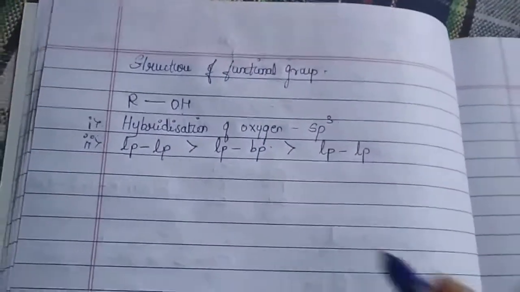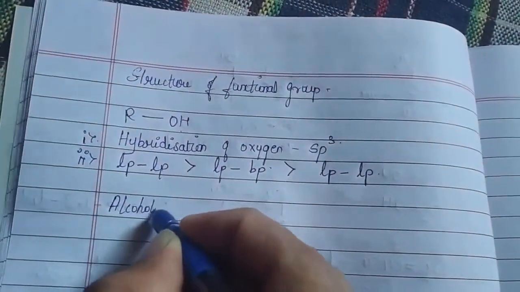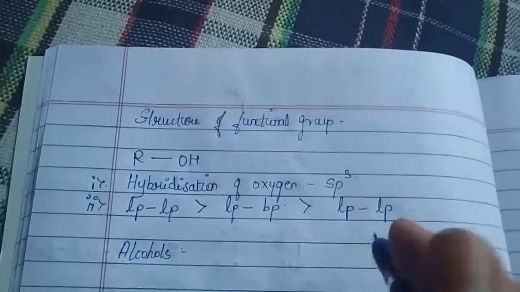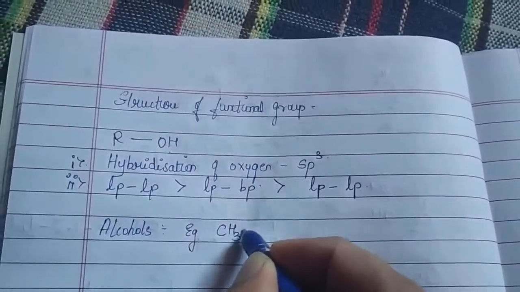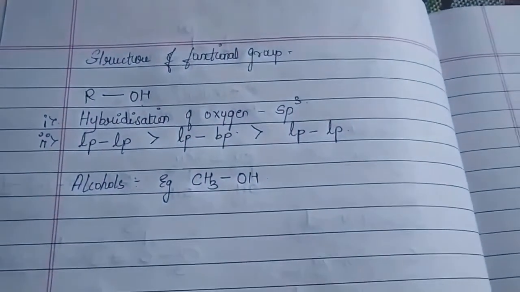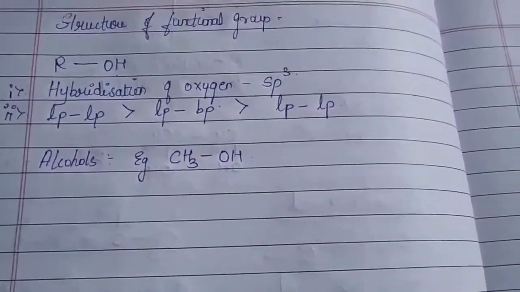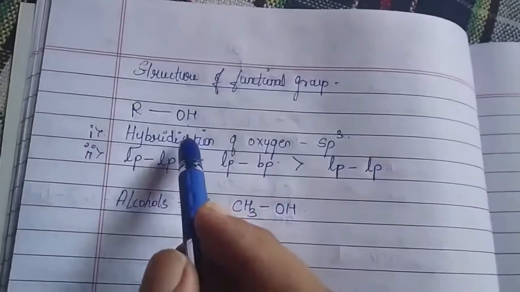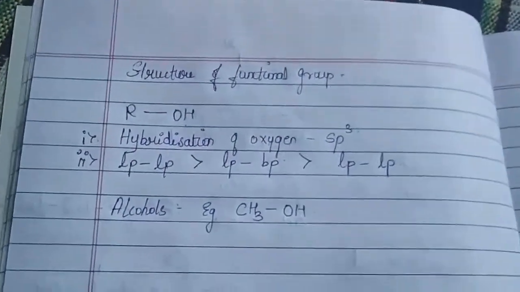So first and foremost, let us see the structure of our normal alcohols, that is your aliphatic alcohols. Basically I am taking an example over here, CH3OH, that is your methanol, or in common name it is called methyl alcohol. Of course, we came to know that the hybridization of your oxygen in all three cases is sp3 hybridized.